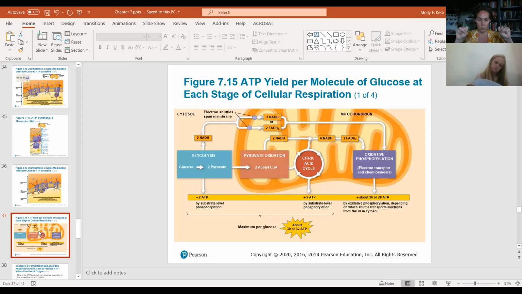Glycolysis, 2 pyruvates are formed. They have to be converted into acetyl-CoA. So we add that CoA enzyme or coenzyme, and that changes its shape so it can now go into the mitochondria, and it can now be added to the citric acid cycle. Citric acid cycle gives us very little energy also, just 2 ATPs, but tons of the NADHs and the FADH2. So we have lots of potential energy.